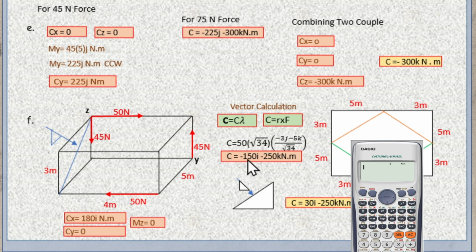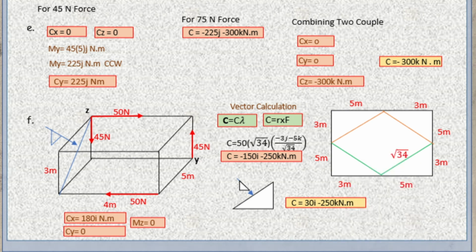And we're not yet done here. We are going to add all for our 45 and 50. For our X, we have 180 minus 150, which is 30I. And we have negative 250K Newton meter. As we can see, this one is not equivalent to our figure A. So overall, based on our figures B to F, only figure B and E are equivalent to our figure A. So this is our problem 2.69.